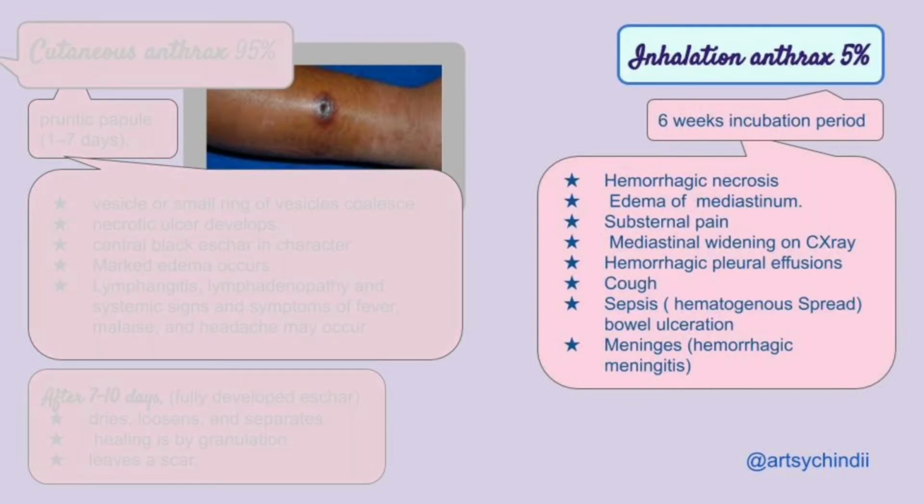Inhalation anthrax has an incubation period of up to 6 weeks. The early clinical manifestations are associated with marked hemorrhagic necrosis and edema of the mediastinum. Substernal pain may be prominent. Mediastinal widening can be seen on the chest X-ray. Hemorrhagic pleural effusions and cough can be noticed. Later on, it will result in sepsis, bowel ulceration, and meningitis.